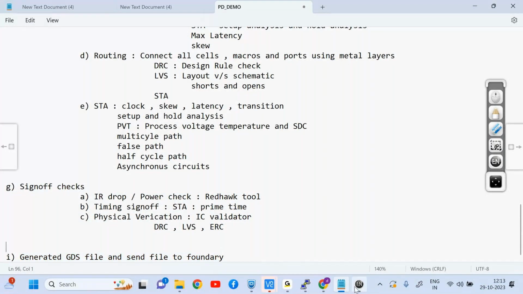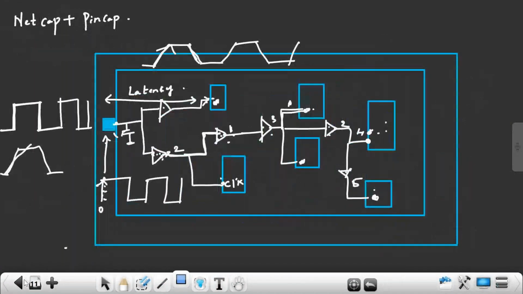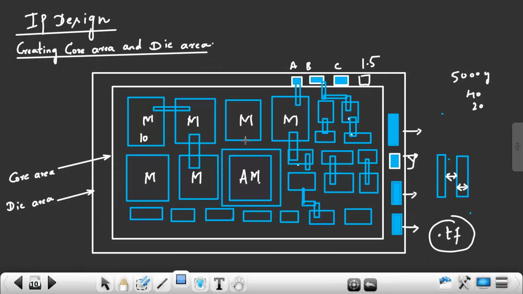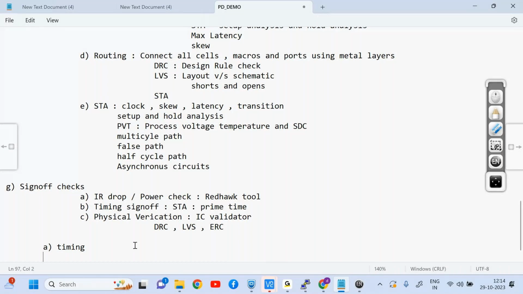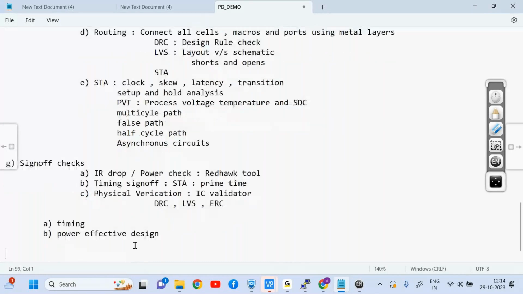So in this block level design, what do we have? We have the layout of cells, and we are doing layout connections. Our role is not only to place the cells and do connections. We should also meet what I told you. We should meet timing. We should do power effective design, and we should not waste power unnecessarily. Next, functionality should not be disturbed. I should not disturb the functionality.